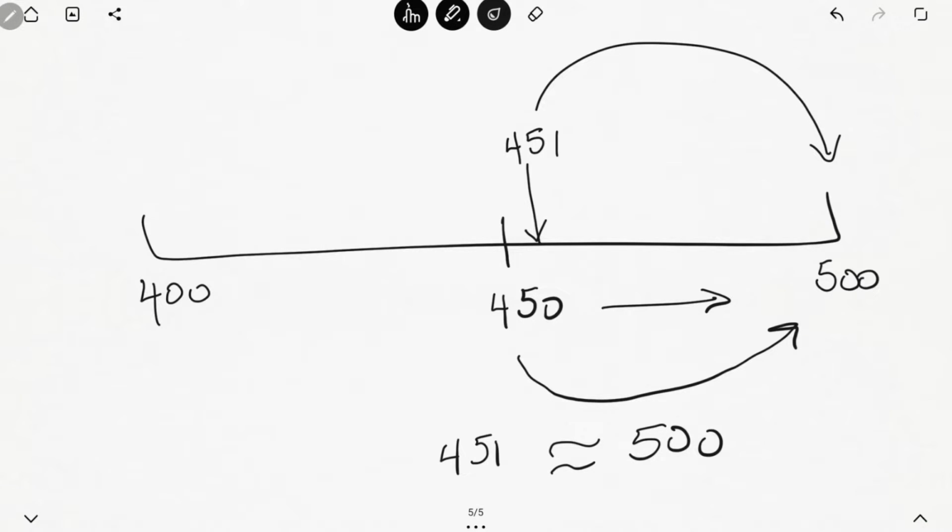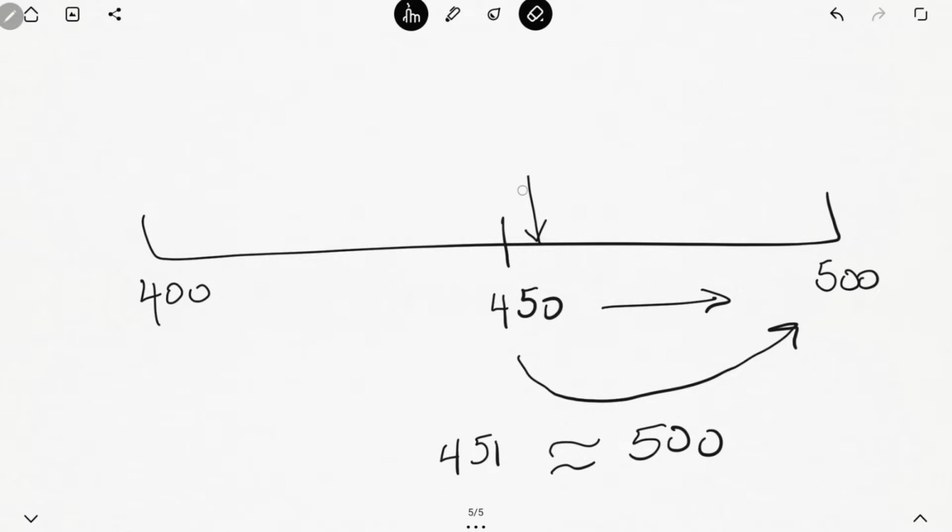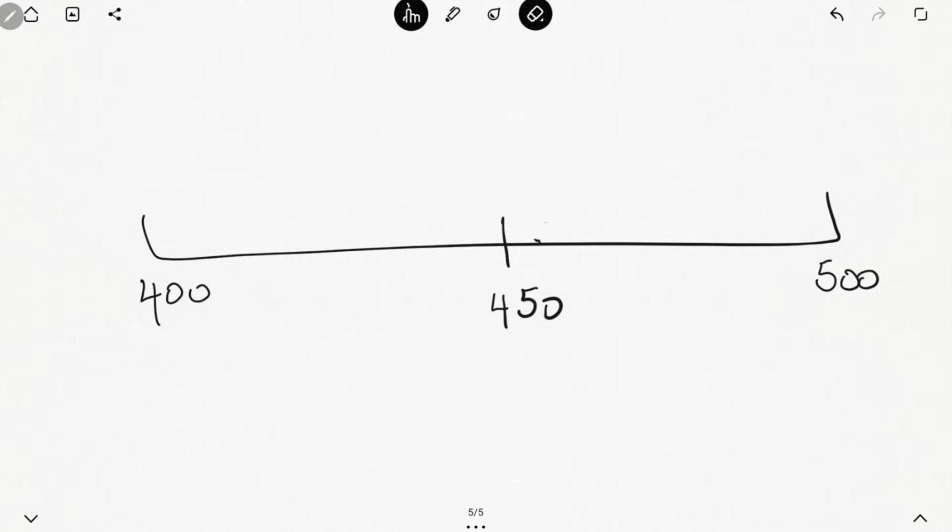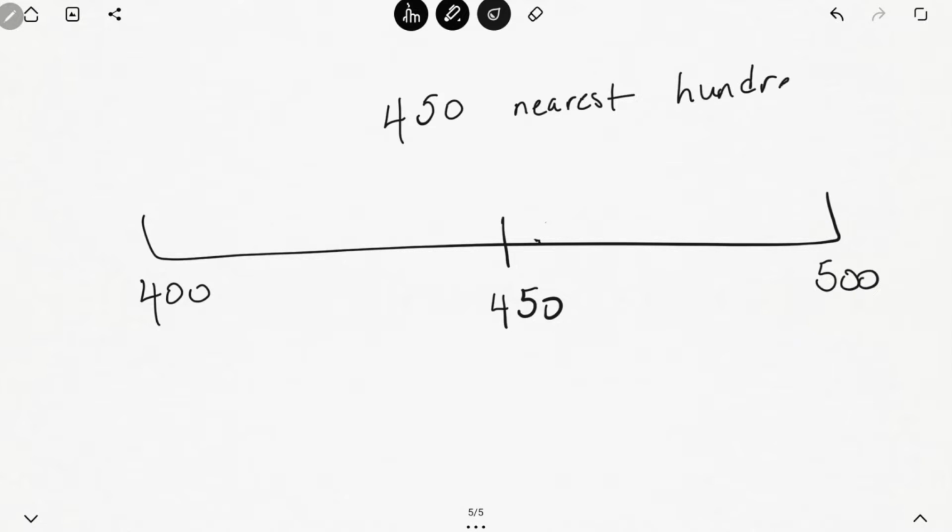Here's the question to you now. Let me just erase this. What if I ask you what's 450 to the nearest 100? Let's see the question that I'm asking you. I'm asking you what is 450 to the nearest 100? Based on what we looked at in our previous lesson, any number that's at the halfway point, you have to round it up to the higher number. We looked at that when we were looking at numbers between 0 and 10, and we were rounding to the nearest 10, right?